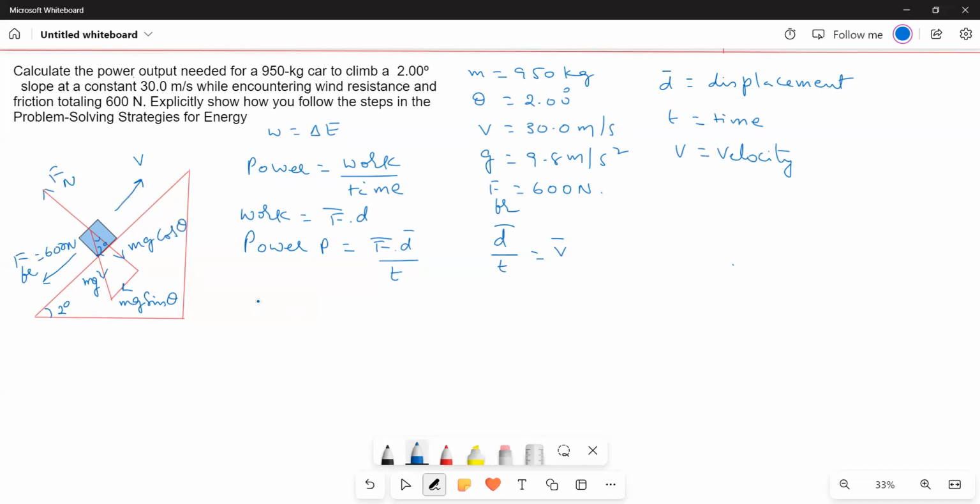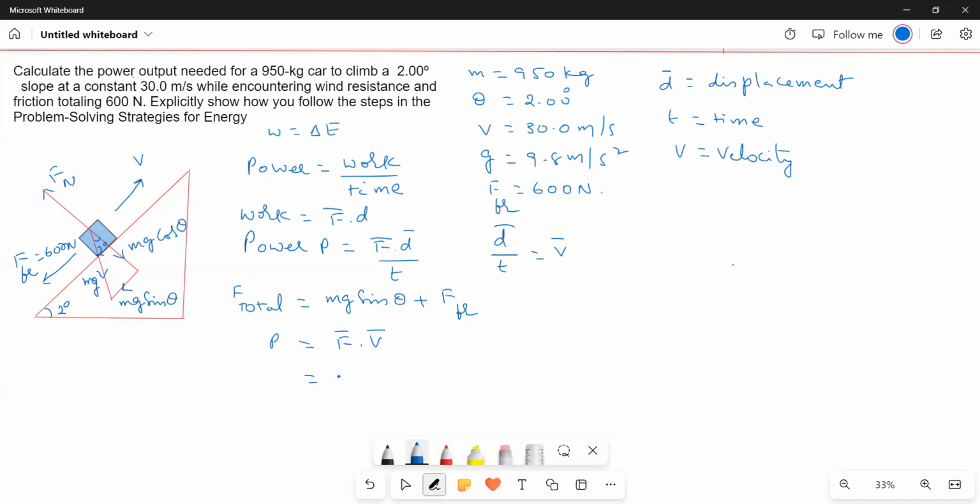So what are the total forces? F total is equal to mg sine theta plus F friction. Okay, and we will write like this. Power P is equal to F dot v, since d by t is equal to v. Now, I will input the values and then calculate.